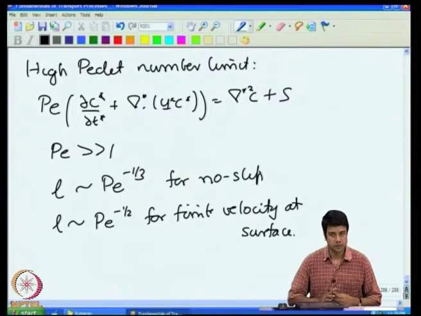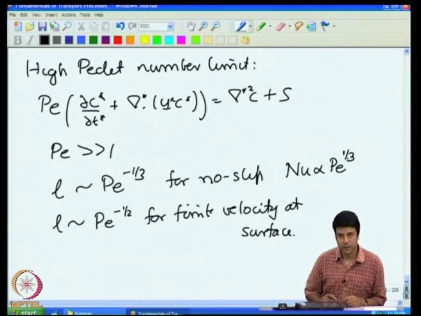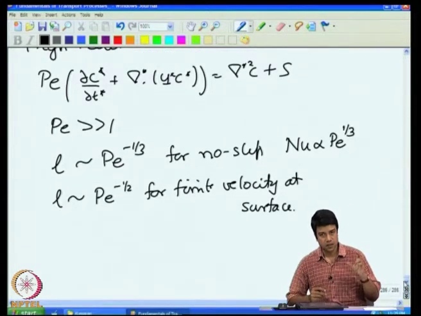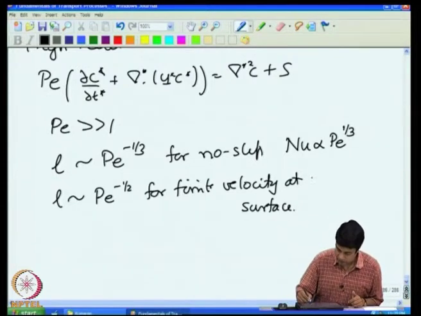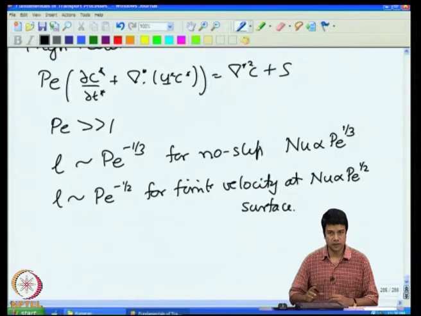And I showed you how to get those similarity solutions both for a flat plate as well as for a spherical particle, and from that we get the Nusselt number versus Peclet number relation, Nu proportional to Pe power 1 by 3. As Pe becomes large, the length scale goes as Pe power minus 1/3, the gradient goes as Pe power plus 1/3. So, the heat flux is proportional to the gradient, which goes as Pe power plus 1/3. When there is slip at the surface, you will get Nu proportional to Pe power plus half. The constants in these relations do depend upon the configuration, but the scaling itself does not depend upon the configuration.